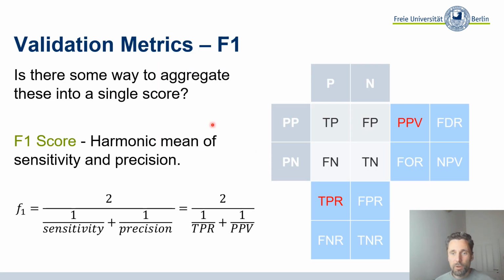But since we do not want to throw around 8 different types of metrics here, we often need a value that combines everything. One of the things that is very popular is called the F1 score, and it's defined as the harmonic mean of sensitivity and precision.